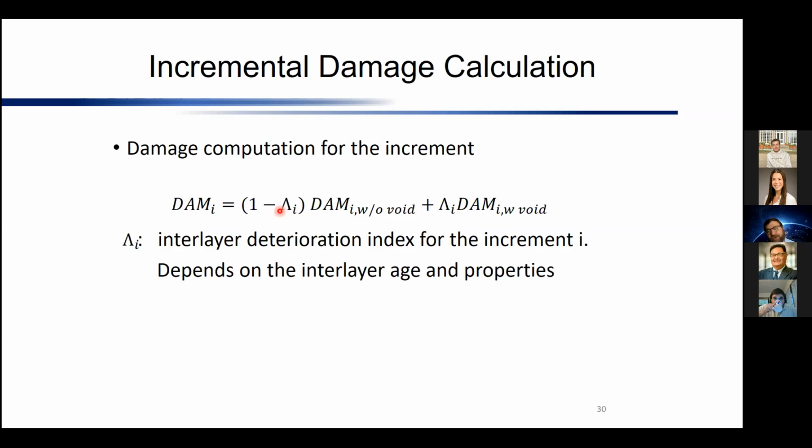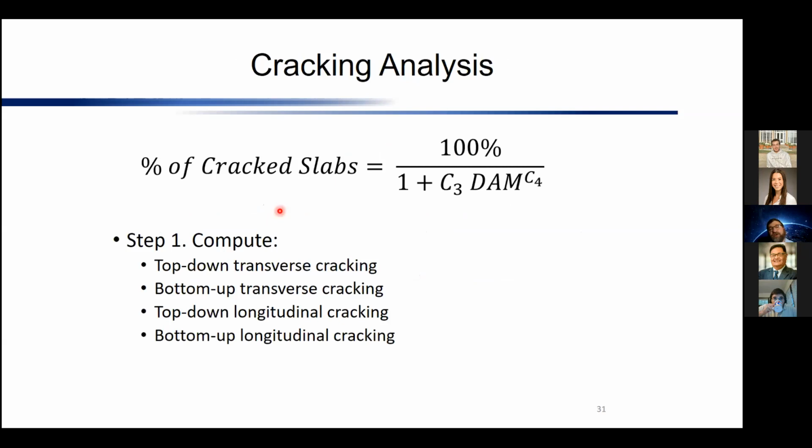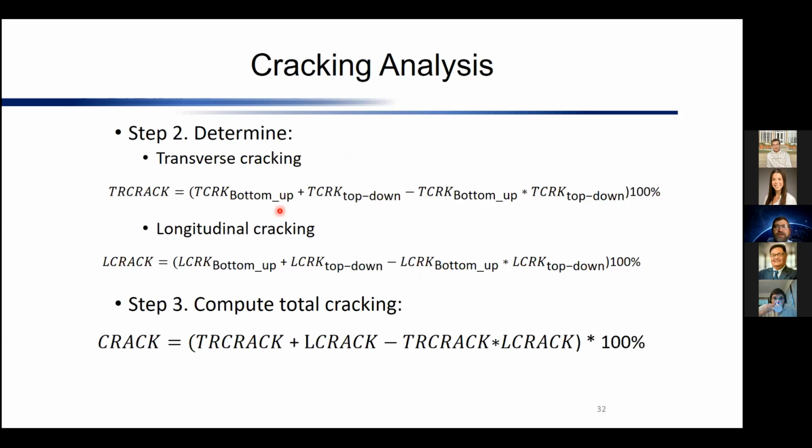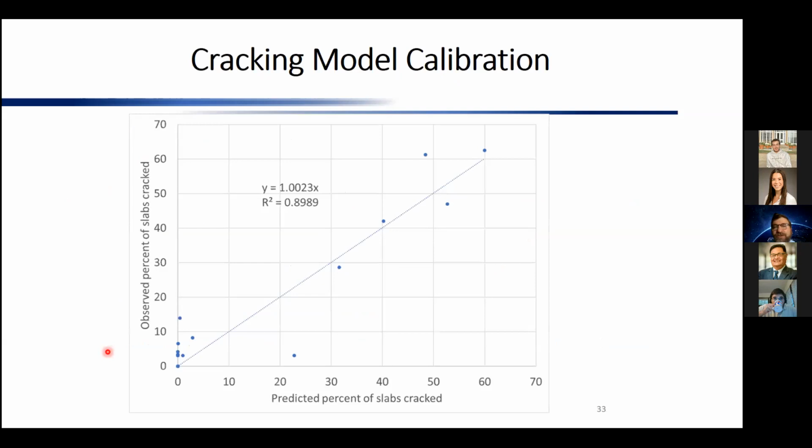For future work, it should also depend on the traffic volume. And after that, for each location, we compute the percentage of cracked slabs. And after that, we combine them. If you read the documentation of PEM-NTME, you will see this type of equation there. Basically, it says that one slab can crack from the top or from the bottom, but not both at the same time, and it can crack transversely or longitudinally, but we don't want to double count it. So basically it's an addition of probabilities. After that, we have one parameter, percentage of cracked slabs, and that was calibrated using LTPP performance database GPS 9 sections.